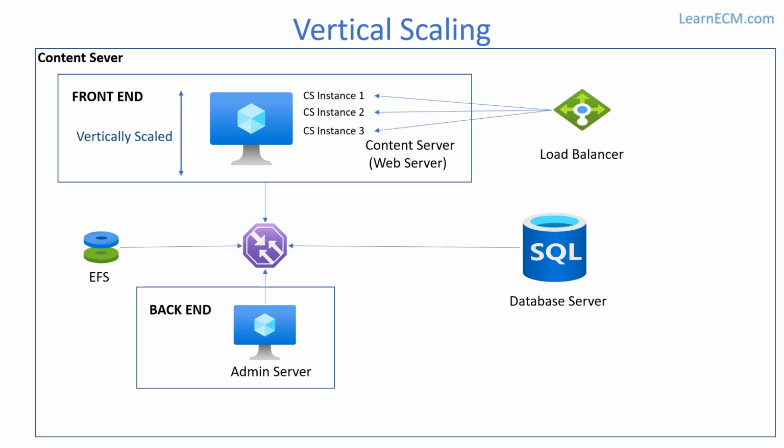So these instances will run on different ports, and there will be a load balancer which will distribute the load between these instances based on the availability. So whichever instance is less used, the request will be directed to that particular instance. This gives us scalability, because each content server instance will have a certain number of threads that it can use to process the user's request.